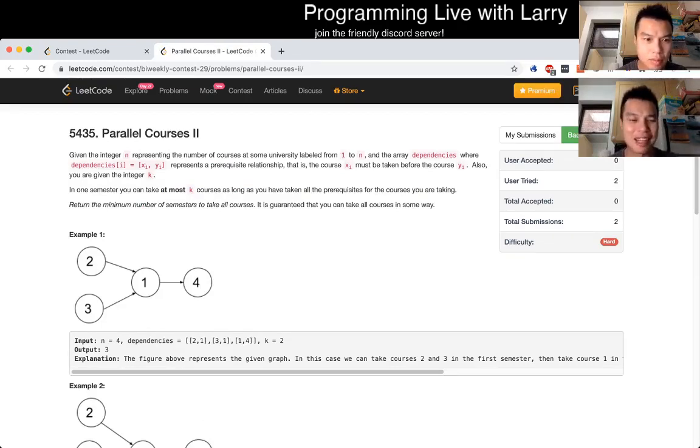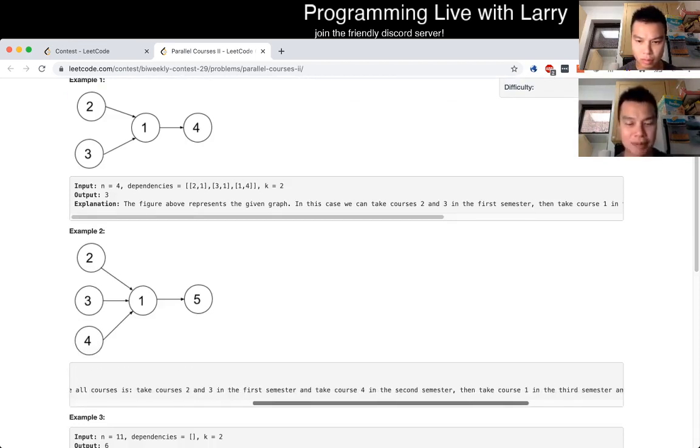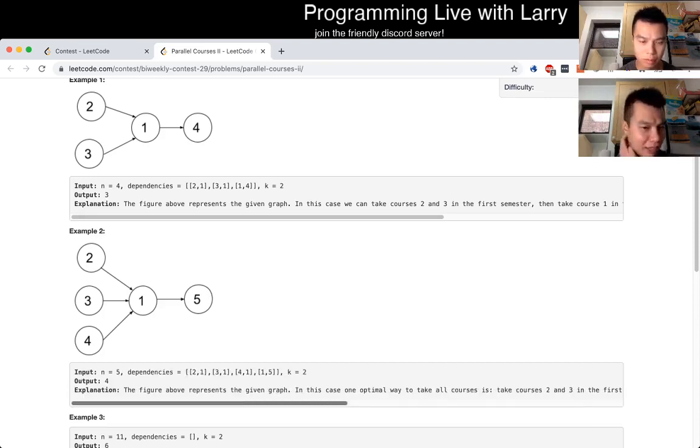So what is there to say about this one? When I first read this, I was like, okay, I think I understand the problem. And I scrolled down. When I saw this, I didn't know how to solve it per se. And I was like, okay, this makes sense. This is just standard. You can only take up to K classes a semester.